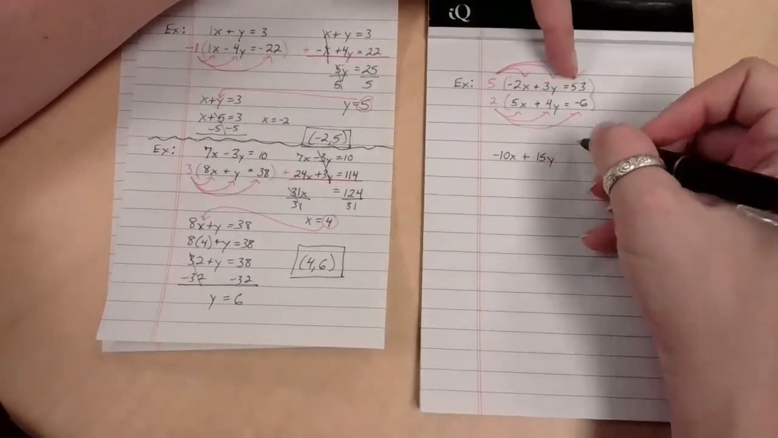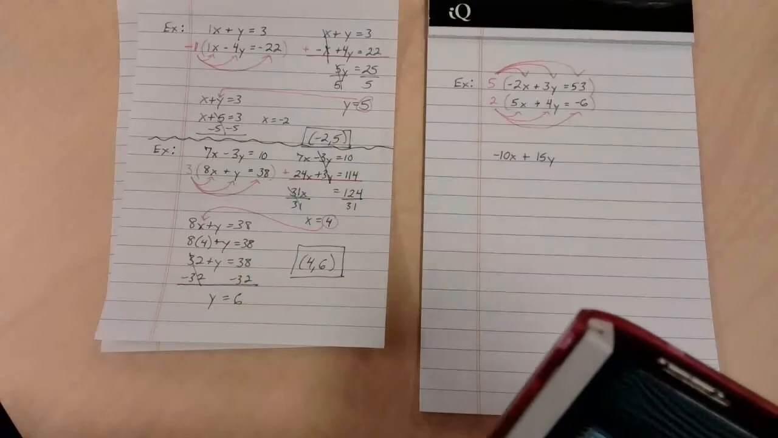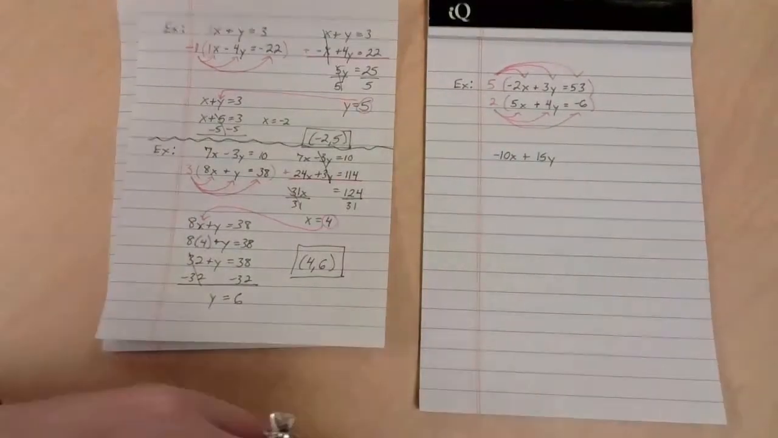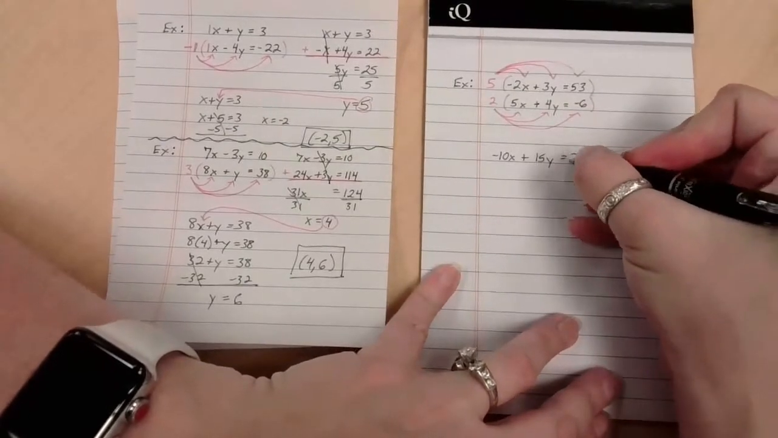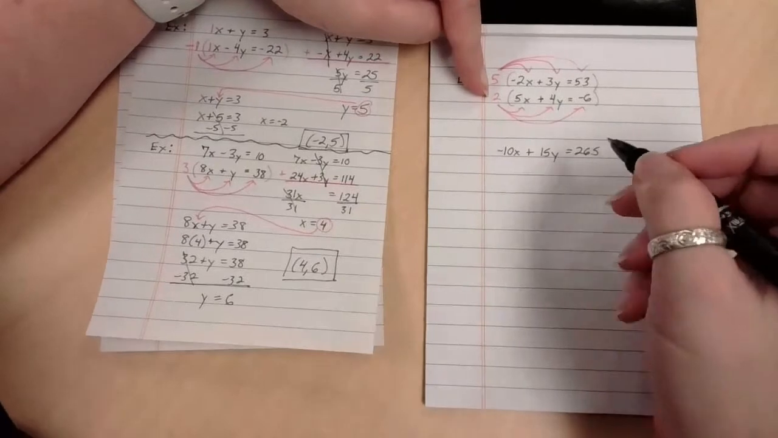And then 5 times 53, oh goodness, 5 times 53. Whatever shall I do? Oh, that's right. 5 times 53, friendly calculator says 265. Thank you to the friendly calculator, equals 265. Could I do that in my head? Yes. My brain hurts right now.